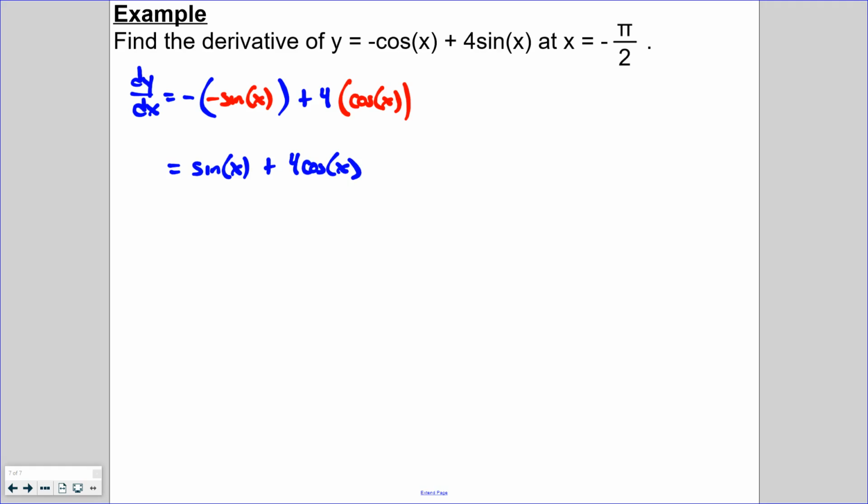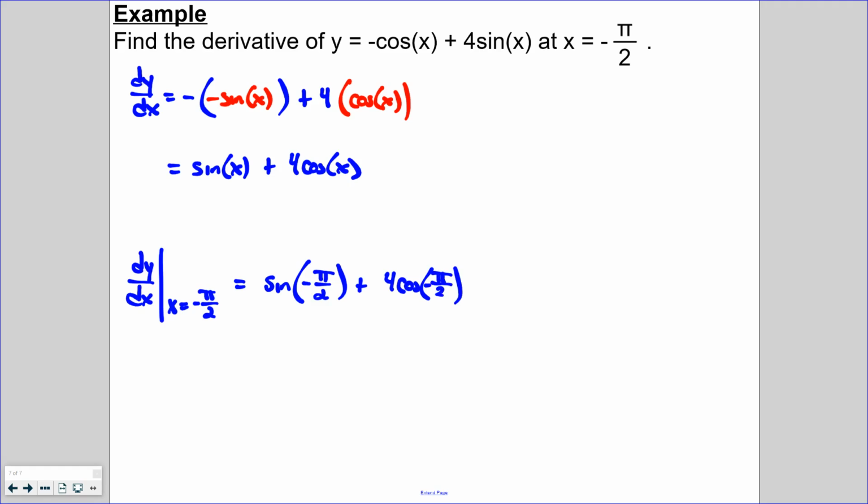And this derivative, again, is the formula to find the derivative at any point on our function, but we don't want to find the derivative at any point. We want to find the derivative at x equals negative pi over 2. So that just means we're going to substitute negative pi over 2 for x into our derivative. So we're going to get sine of negative pi over 2 plus 4 cosine of negative pi over 2.